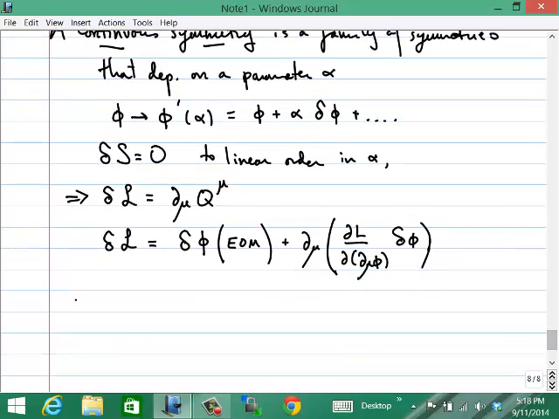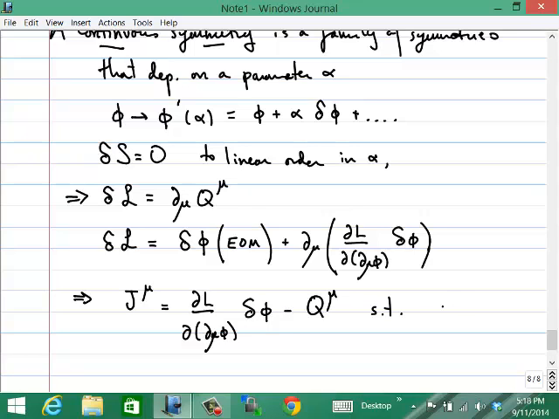So setting these two things equal to each other means that there's some vector that I'll call j mu, which is equal to dL over d d mu phi times delta phi minus q mu, which has the property that d mu of j mu is equal to 0.